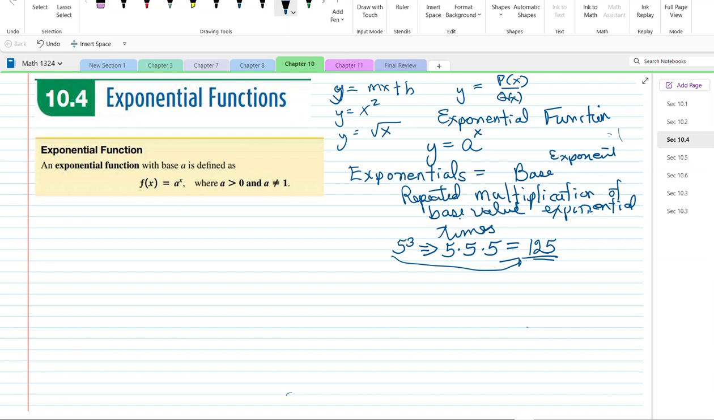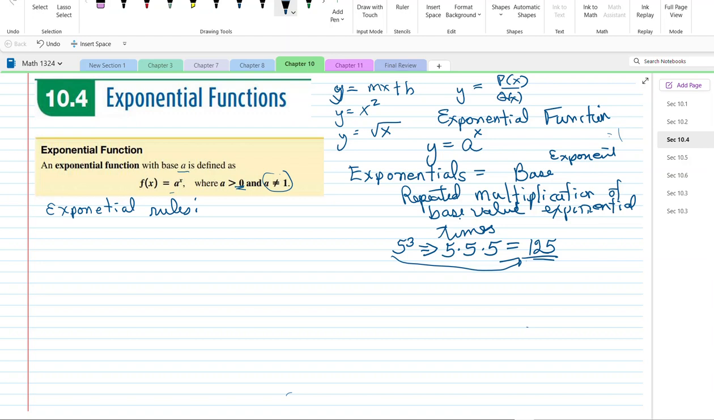All right, but before we go there, we notice this rule that was given to us from our textbook. An exponential function with a base of a is defined as a to the x, where a is a number greater than 0, and a cannot equal 1. And what we have here is exponential rules, and we need to review them a little bit so that you understand why this formula says what it says.